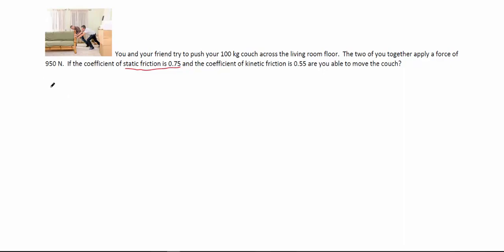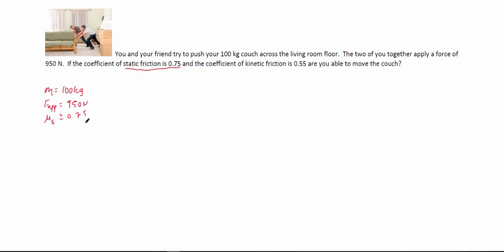We know that the mass of the couch is 100 kilograms and that there is an applied force by you and your friend of 950 newtons, and there is a coefficient of static friction of 0.75. And we want to know, is the force that we have here enough to actually get this couch moving, to overcome that static friction?